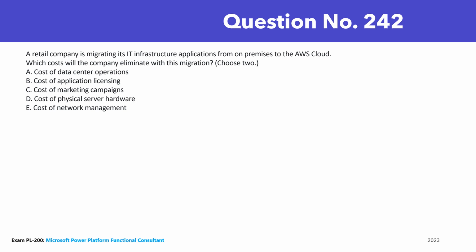A retail company is migrating its IT infrastructure applications from on-premises to the AWS Cloud. Which cost will the company eliminate with this migration? Choose two. A. Cost of data center operations. B. Cost of application licensing. C. Cost of marketing campaigns. D. Cost of physical server hardware. E. Cost of network management. Correct answers, A and D.